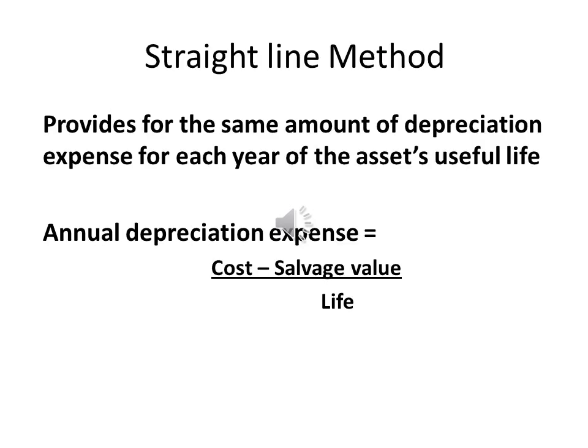Straight line method provides for the same amount of depreciation expense for each year of the asset's useful life. The annual depreciation expense is calculated as follows: cost minus salvage value over life in years.